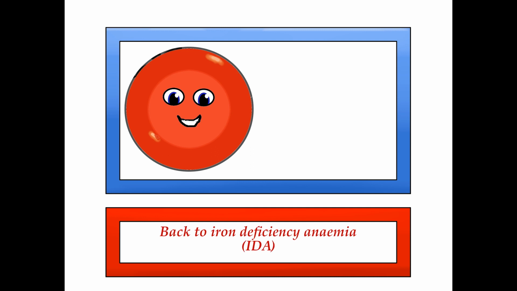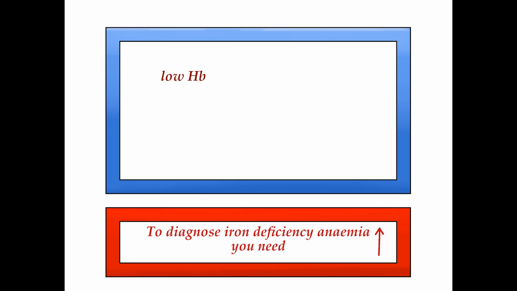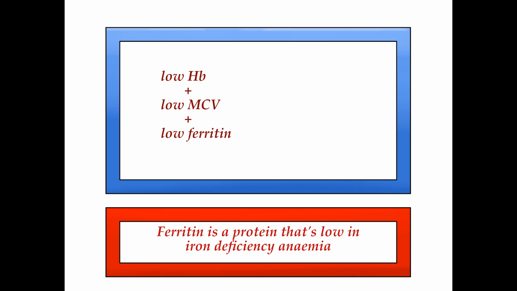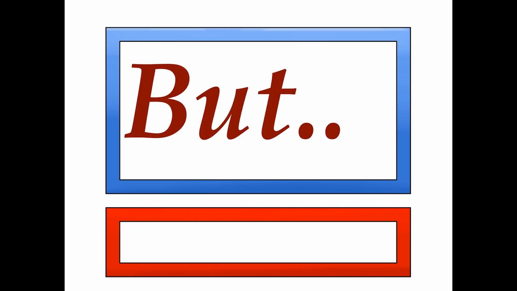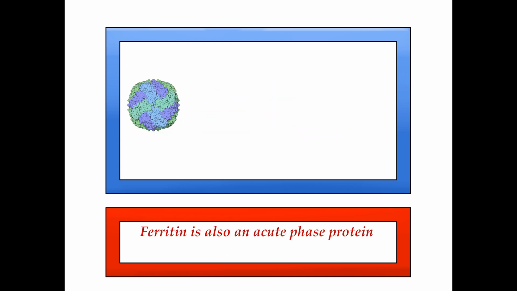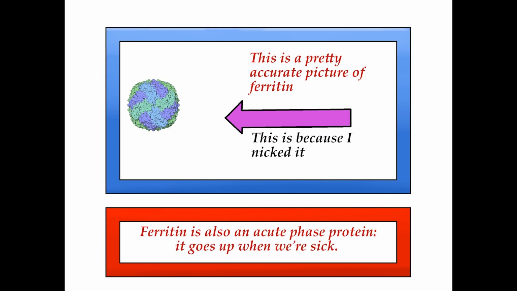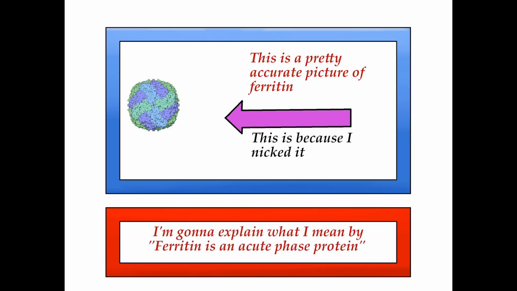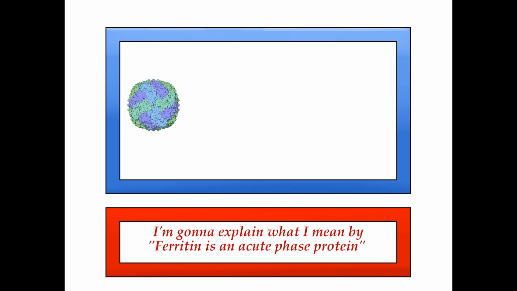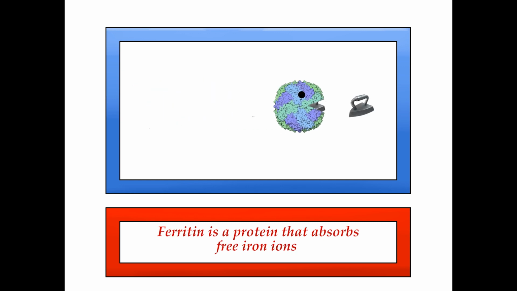So when we're talking about iron deficiency anemia, we first need a low hemoglobin, a low MCV, or small cells, and lastly we measure a protein called ferritin. If ferritin is low, we can safely assume iron deficiency anemia. But ferritin is also what we call an acute phase protein. That means it goes up when we're ill. More specifically, ferritin is a protein that picks up free iron in the blood.